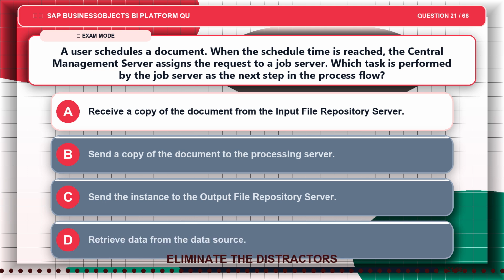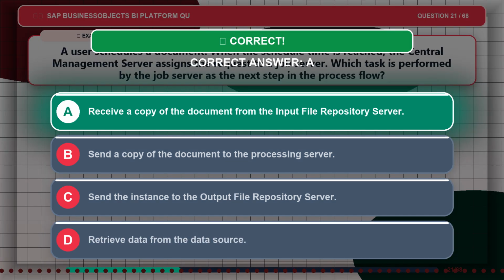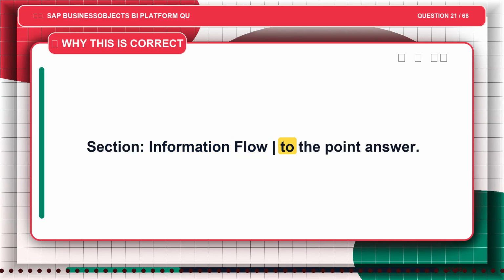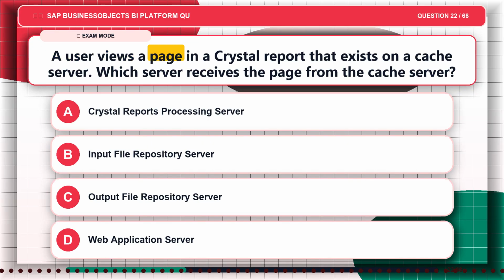The correct answer is option A, receive a copy of the document from the input file repository server. Section, information flow. Question 22. A user views a page in a Crystal report that exists on a cache server. Which server receives the page from the cache server?